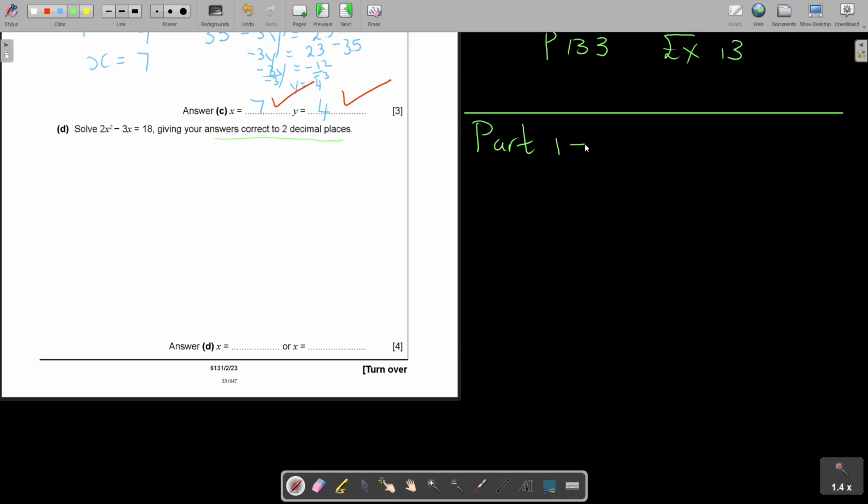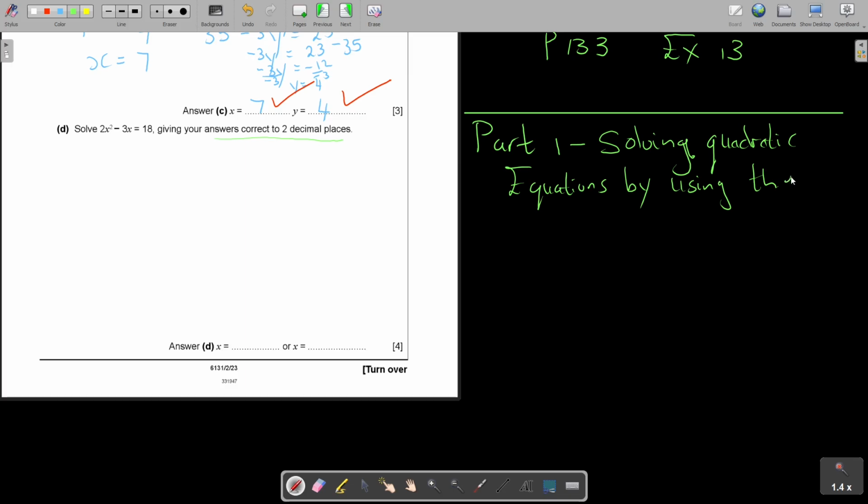You will find it under solving quadratic equations by using the quadratic formula. And this is also part of that spelling test.